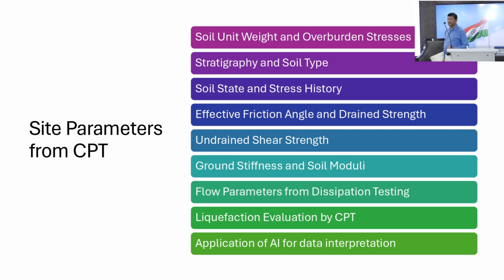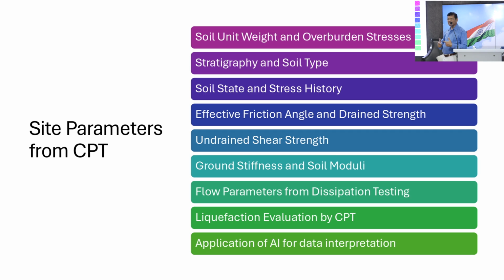What kind of parameters do we get from CPT? You also get soil unit weight and overburden. You get the stratigraphy. Yesterday I showed you the different layers you can identify. State, critical state, the soil state and stress history. You also get effective friction angle and drained strength. I think you were asking how we can get drained strength. Yes, you can get that also from there.